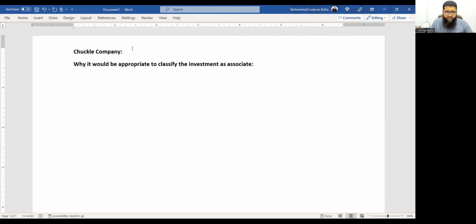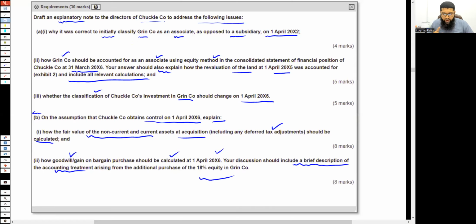So the first part is why it is going to be appropriate to classify it as an associate, right? That's the first question. Then the second question, in addition to this, is how it should be accounted for using the equity method at 31st March 6. Your answer should explain how revaluation of land at 1st April was accounted for.